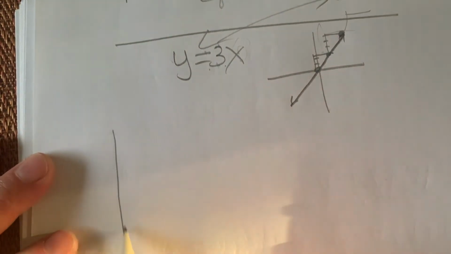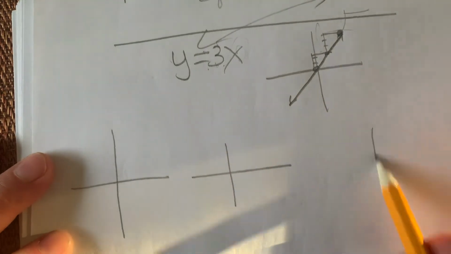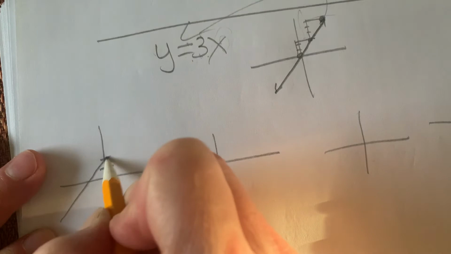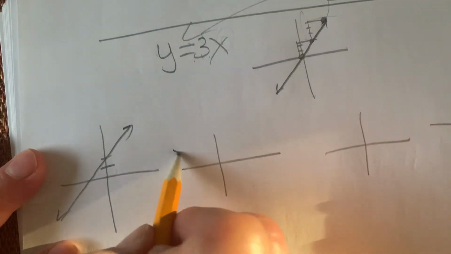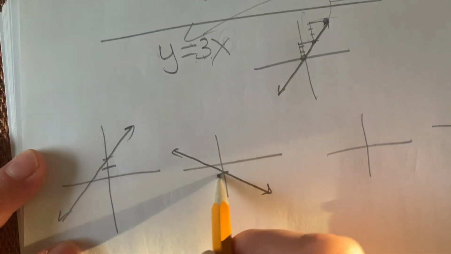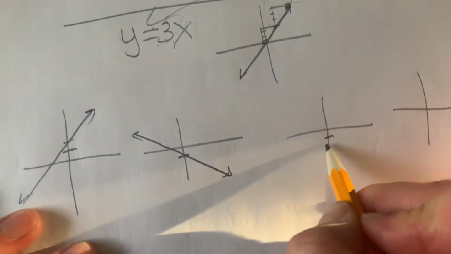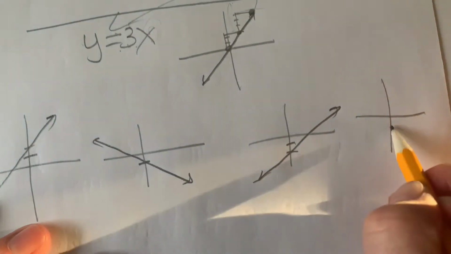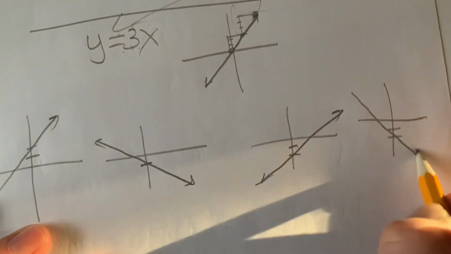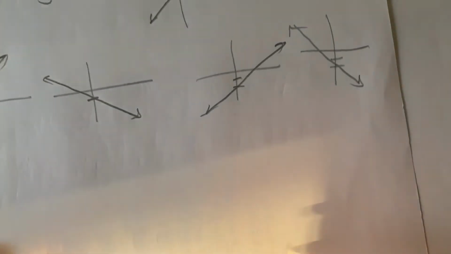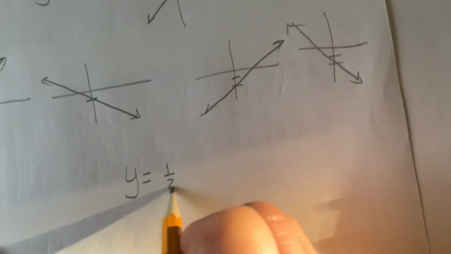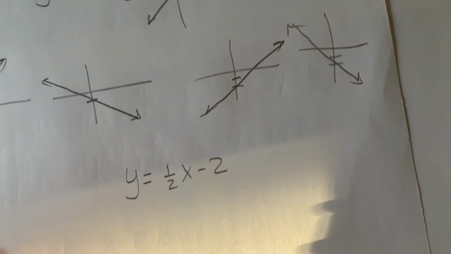Some of them, I'll give you 4 different graphs. Let's say I have a graph that looks like this, a graph that looks like this, a graph that looks like this, and one that looks like this. And then I say, which graph matches the equation y equals 1/2 x minus 2? Which graph looks like that?